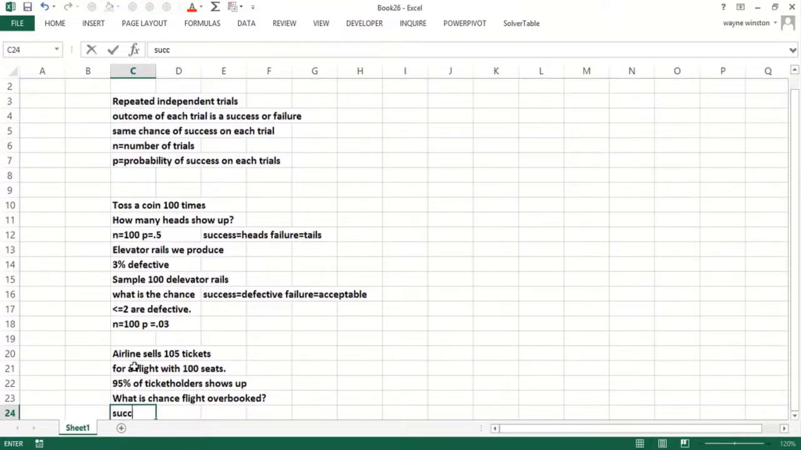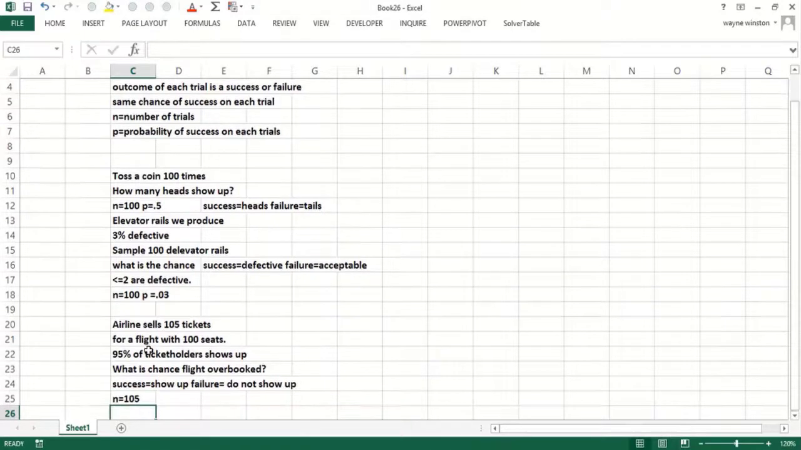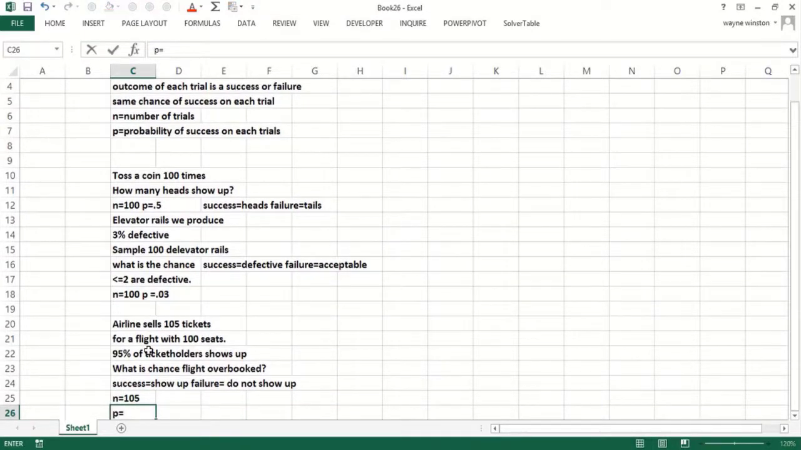Well, success is they show up. Failure, they do not show up. And we've got 105 trials. Each person can either show up or not, and we have a probability of 0.95 of success.